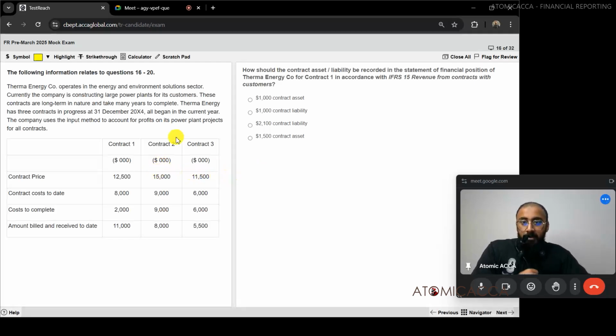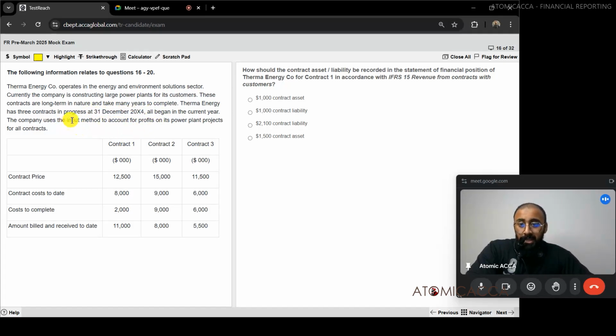So we'll have a rough understanding about what the case study is, then we'll start reading the requirements. Therma Energy Company operates in the energy and environment solution sector. Currently, the company is constructing large power plants for its customers. These contracts are long-term in nature and take many years to complete. Therma Energy has 3 contracts in progress at 31st December X4. Okay, so that's the year ending. All began in the current year. Okay, so no stories before this.